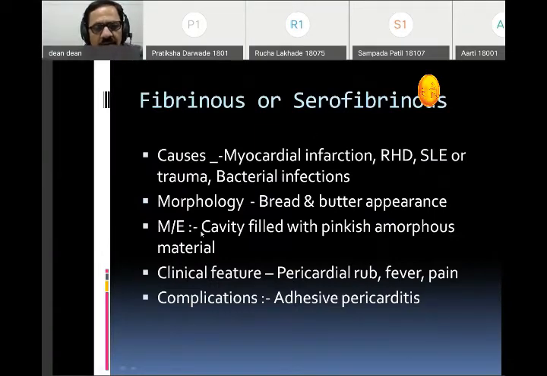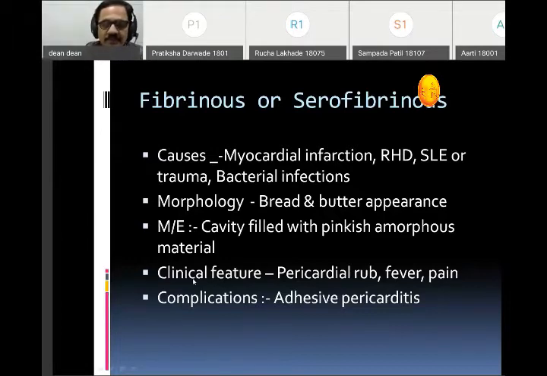Microscopically, you will see that the cavity is filled with pinkish amorphous material. Along with that, inflammatory cells are more in number as compared to the serous one. That will also be seen in case of fibrinous or serofibrinous pericarditis. Along with that, capillaries filled with blood are seen, fibroblasts are seen, and this is a characteristic feature of fibrinous type of pericarditis.